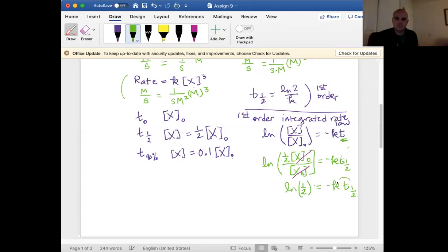And I can solve for t 1/2. And I can also remember that the minus sign, if I stick it on the other side here, I can invert my natural log and make it natural log of 2 over 1, and then the sign is going to change. That's where we get the natural log of 2.